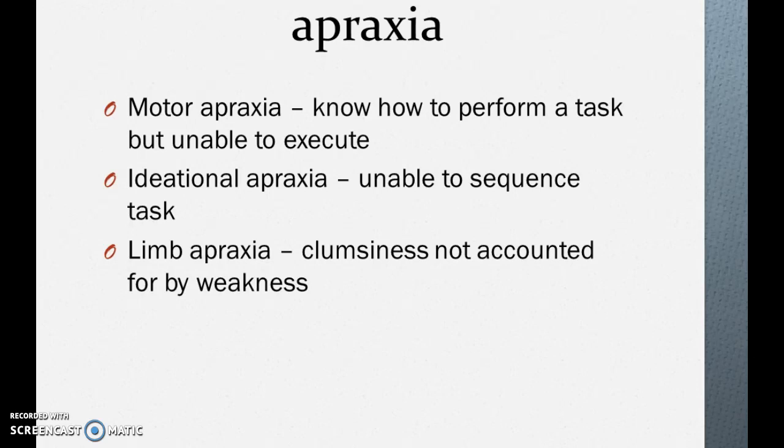Clinically, if you want to help the patient with this, maybe try to limit the choices. So if you want them to do one specific task, just give them one object to work with. With limb apraxia, it's a clumsiness of either the upper or lower extremity, and it's not accounted for by weakness.